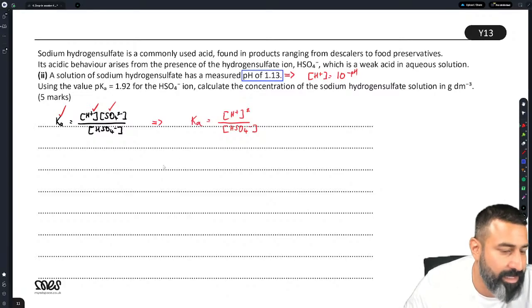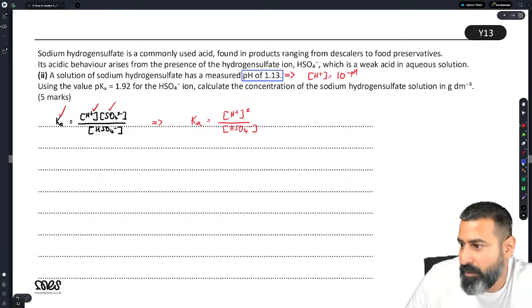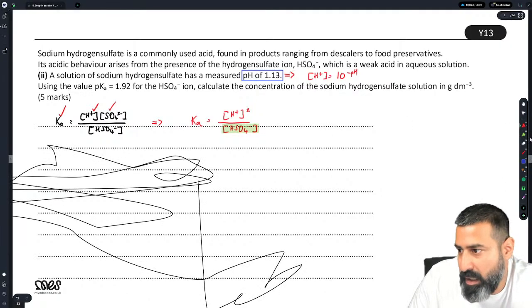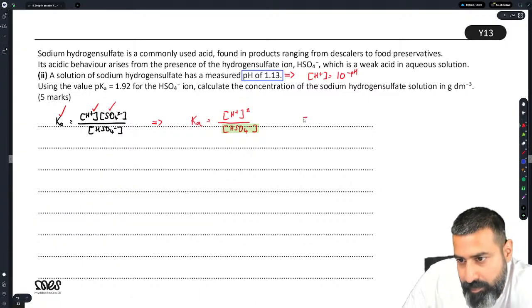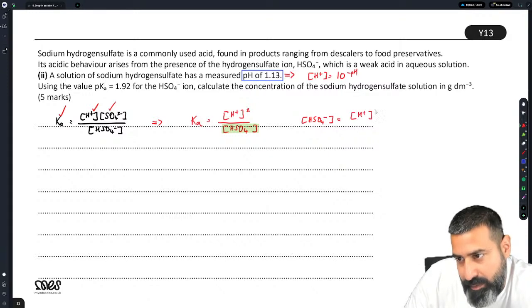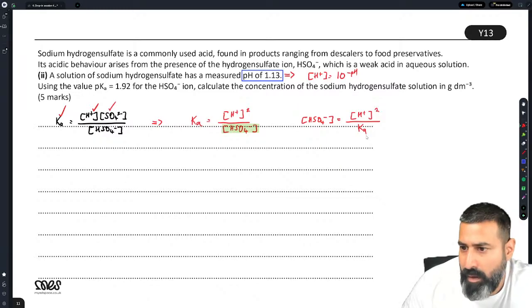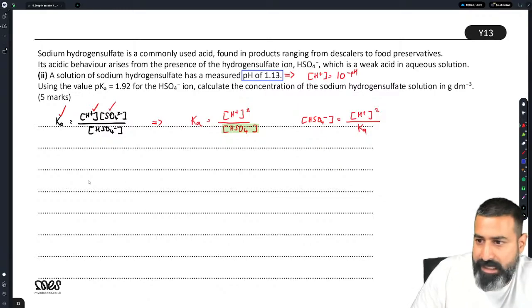Let's rearrange first. Let's find our unknown, then we can start plugging in values. So clearly I am rearranging for the denominator. So this becomes HSO4 minus, which is equal to H plus squared all over Ka. Done. Okay, so now let's plug in.